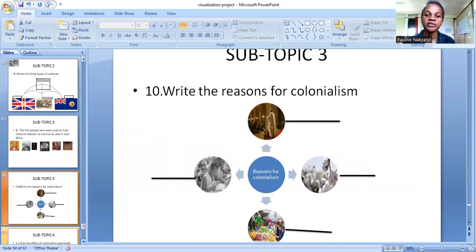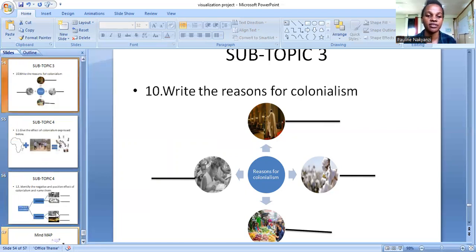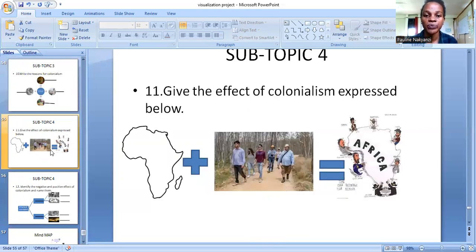Again, under subtopic 3, I used a word spider or a word web and told my students to write the reasons for colonialism. And as you can see, there is a priest, there is cotton, there is market, and there is education. So they can relate and be able to formulate a sentence of why colonialism happened in East Africa. That is under subtopic 4.